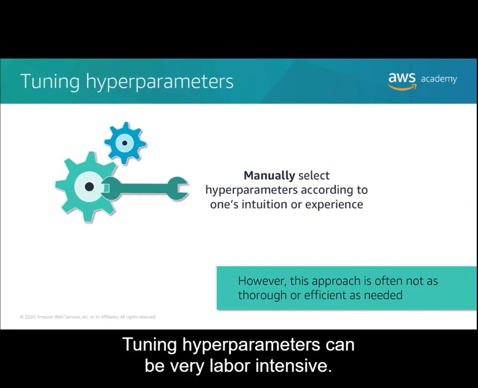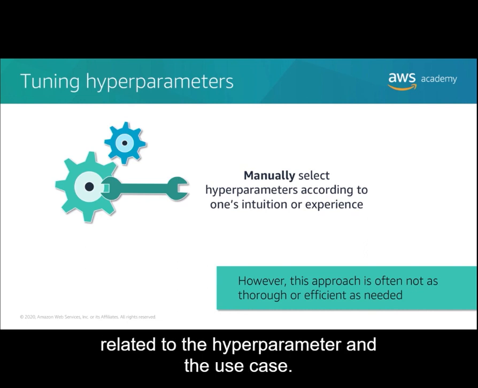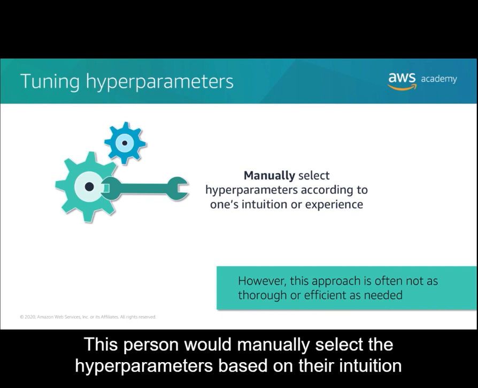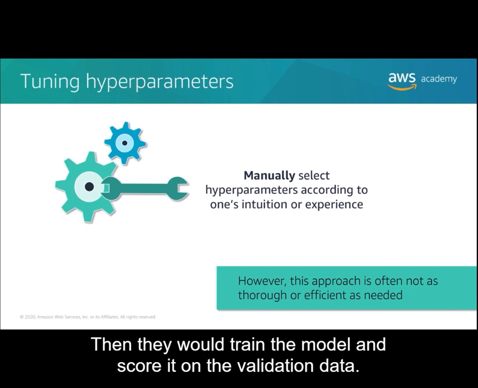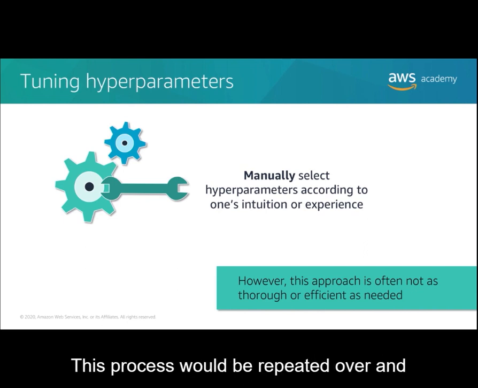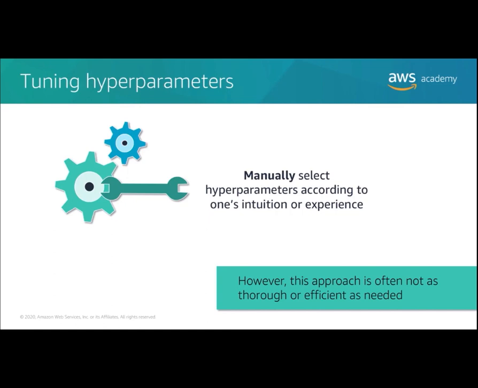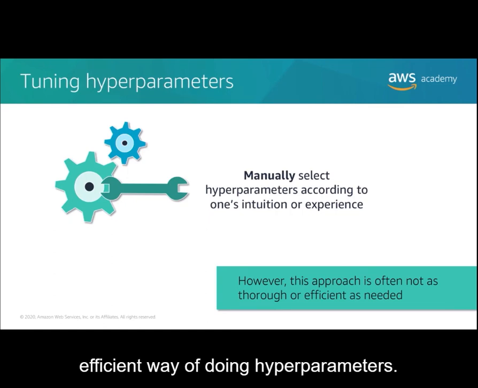Tuning hyperparameters can be very labor-intensive. Traditionally, this was done manually by someone who had domain experience related to the hyperparameter and the use case. This person would manually select the hyperparameters based on their intuition and experience. Then they would train the model and score it on the validation data. This process would be repeated over and over again until they achieved satisfactory results. This manual process isn't always the most thorough and efficient way of tuning hyperparameters.